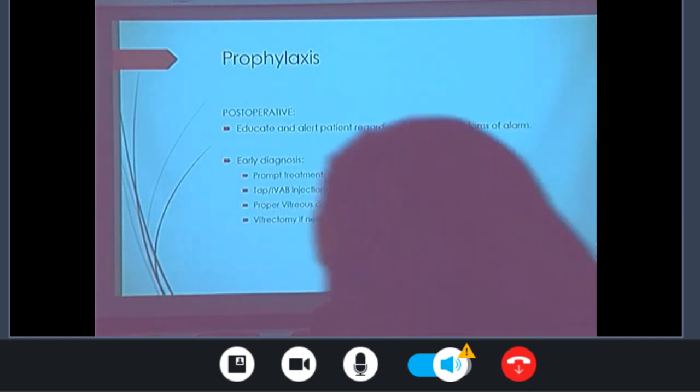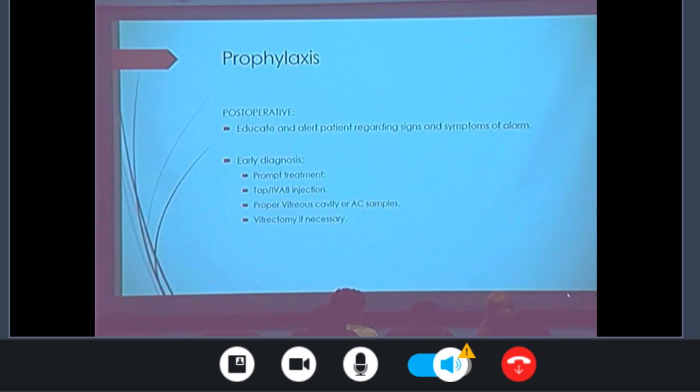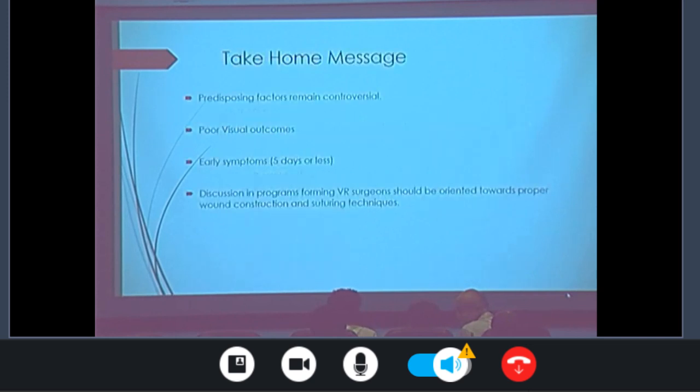Postoperatively, obviously, the most important thing is to educate the patient as to what type of surgery he had and what his postoperative measures need to be in order to minimize the risk, and to teach him what the signs and symptoms of alarm are in order to allow us an early diagnosis. Obviously, we can have a better prognosis if we manage it earlier. This allows us to give prompt treatment, no matter if it's going to be tap and injection, proper vitreous cavity or anterior chamber samples, and vitrectomy if the case is severe enough.